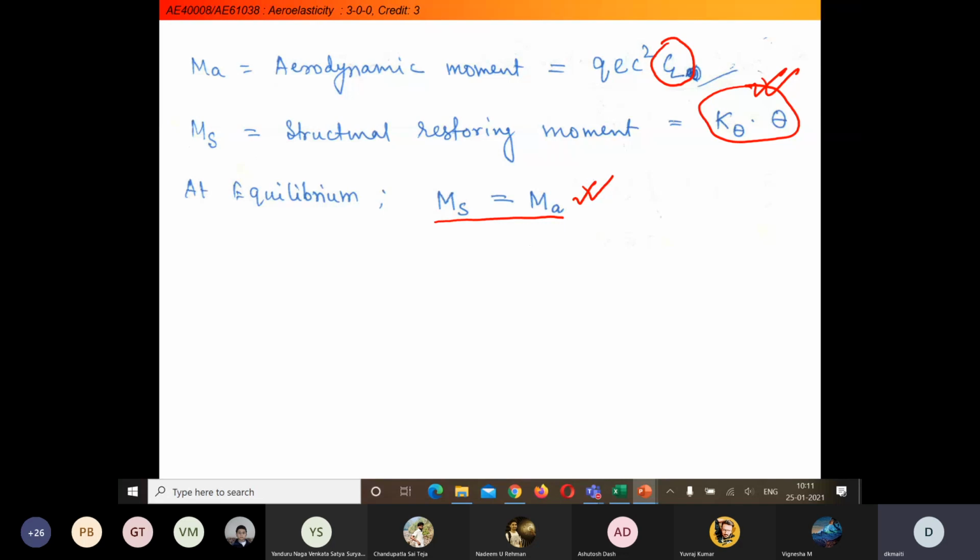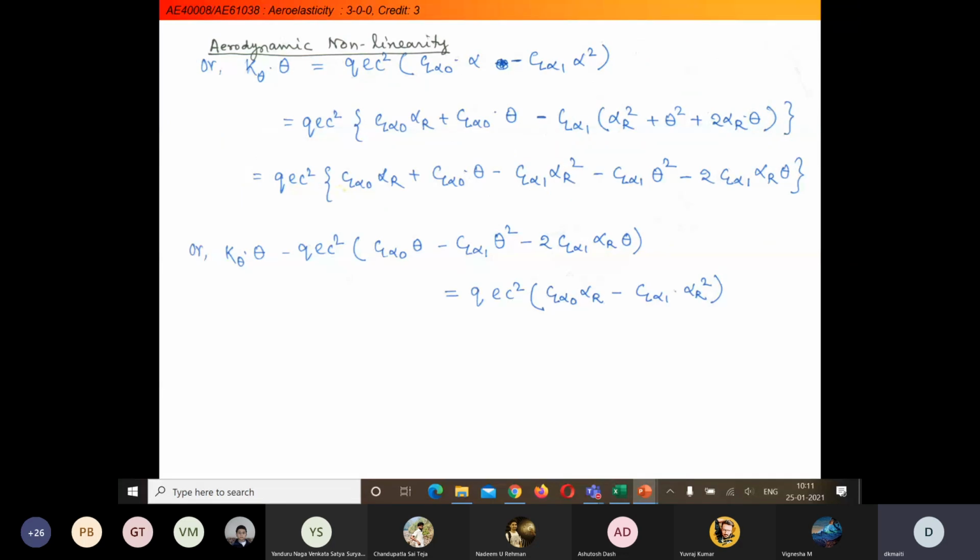Let me now come to the first theory, where we consider aerodynamic nonlinearity. In the aerodynamic nonlinearity, I am considering the quadratic behavior of the nonlinear theory. Here, the structural stiffness I have considered as linear.